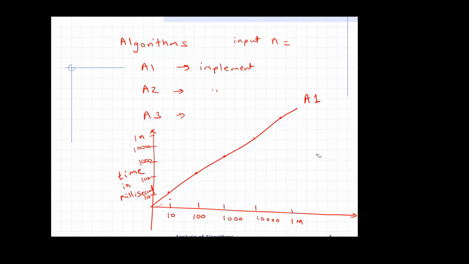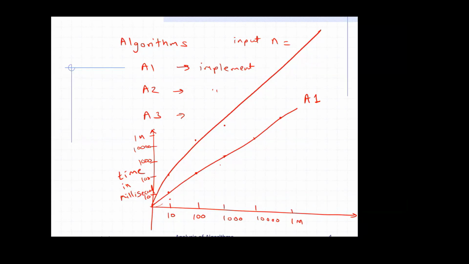Now let's say I have another algorithm, A2, that we implemented and are executing. A2 is taking, let's say, for 10, it is taking 100. For 100, it is taking 10,000. For 1,000, it is taking 1 million. So the growth will be something like this. We are basically trying to figure out the proportion of what my n is to what time we are taking.